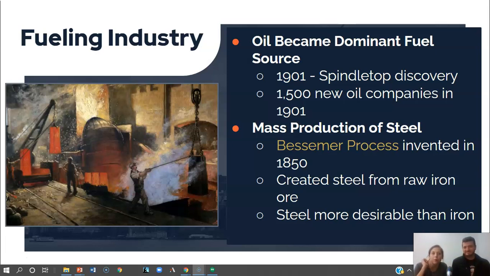1,500 new oil companies spring up in 1901 because where there is a product and there is demand, you're going to need the supply. And where there's supply, you can make some money. So people see a lot of potential to get rich quick in the oil industry. So they all open their own companies, and then later we'll talk about those companies consolidating into monopolies. But we'll get there.